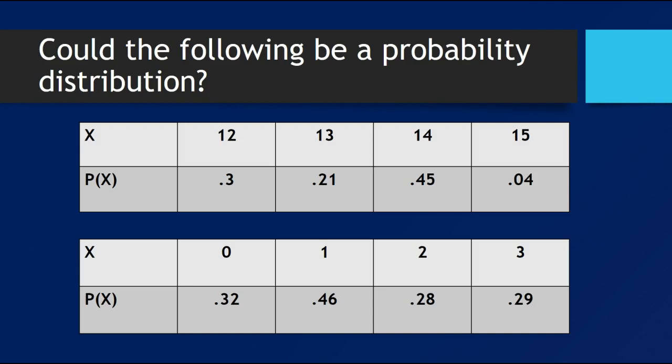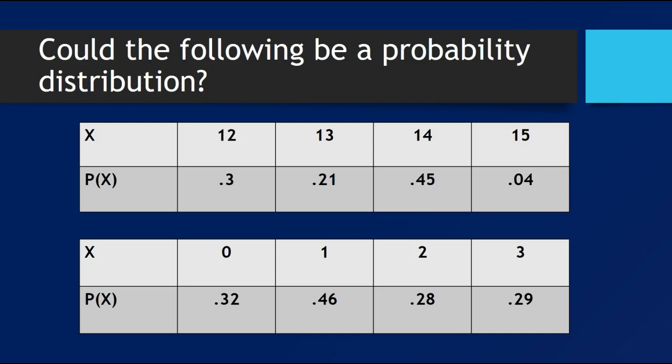All right, take a look at this top one. This top table, 12, 13, 14, and 15. Notice that the probabilities of 0.3, 0.21, 0.45, and 0.04, each of those individually is okay. So what I'm going to do is take out my calculator and just add them all together. 0.3 plus 0.21 plus 0.45 plus 0.04. And when I do that, I get precisely 1. So that top table, yes, can be a probability distribution.